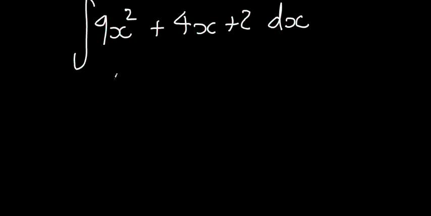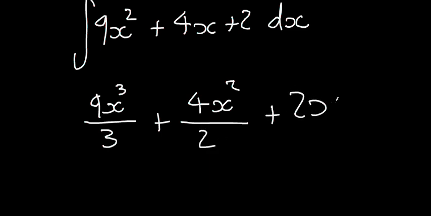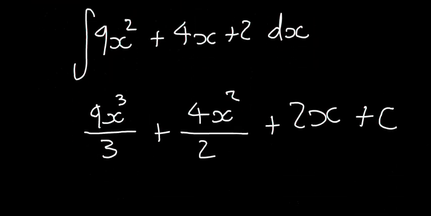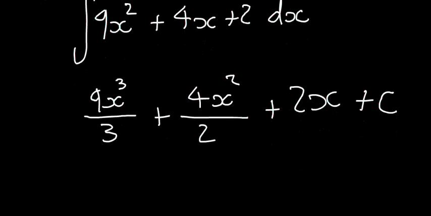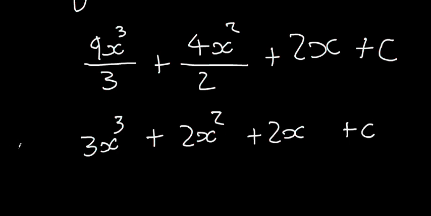So if we increase the power by 1 and then divide by the new power, we get 9x cubed divided by 3 plus 4x squared divided by 2 plus 2x, where we've increased the imaginary power by 1 to 1 and then divided by it, plus c, because there could be a value on the end. We happen to know in this case that the value is 1, but due to the fact that it's lost during differentiation, we don't know what it could have been. So that is the integral, which gives us back our original answer of 3x cubed plus 2x squared plus 2x plus an imaginary value of c. We say y equals this.